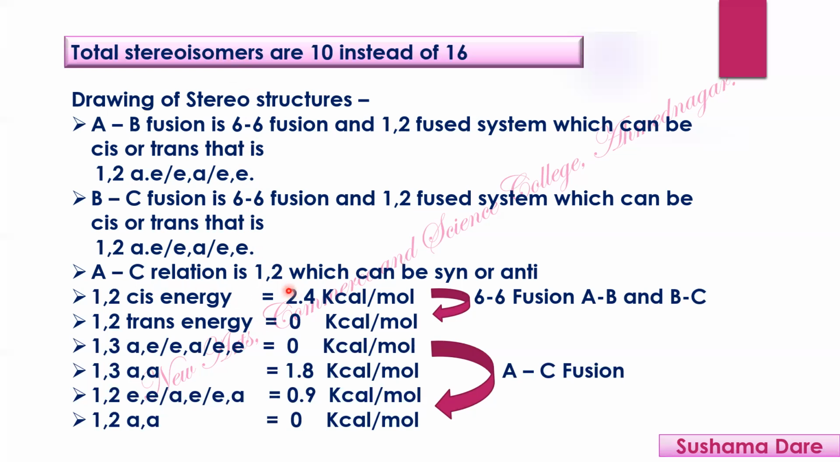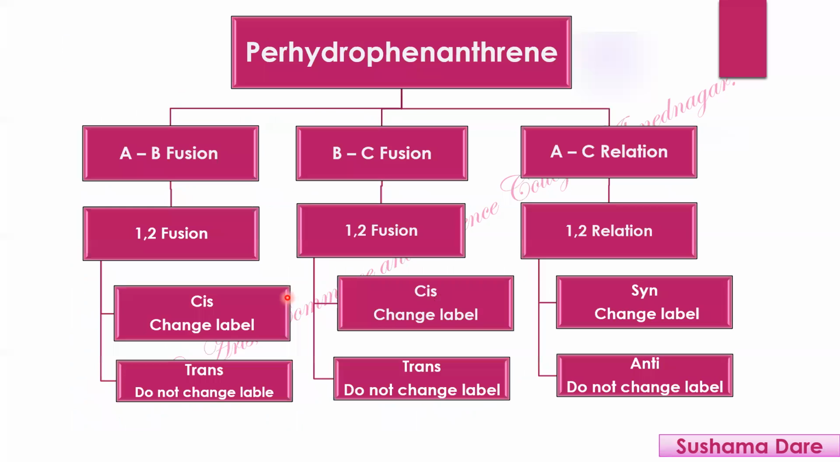So here are some factors that we have to remember, which energies we have to consider for the energy calculation. The same is written here: the perhydrophenanthrene, AB fusion, BC fusion and AC relation. AB fusion is 1-2 fusion, BC fusion is again 1-2 fusion, AC relation is 1-2 relation. 1-2 fusion is cis or trans. Same, this one cis or trans, and here this can be syn or anti.